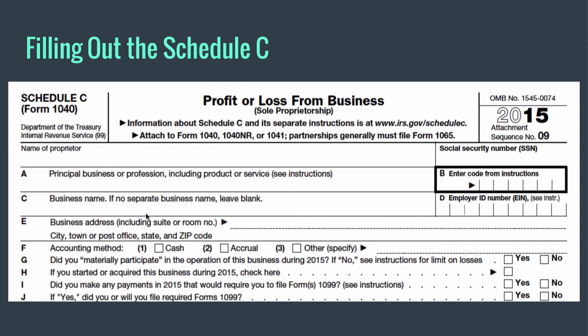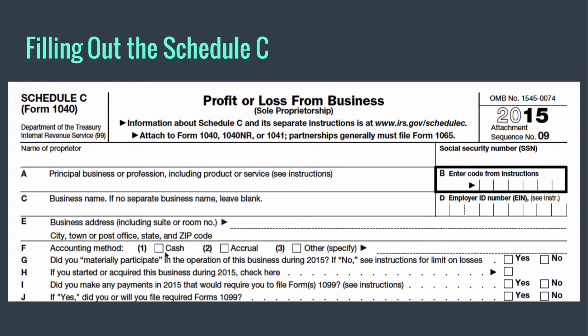If you have your DBA set up, then that's going to go here under business name. If you haven't set up a DBA or you decided to just operate your business under your name, you don't have to put anything there. And then once you've gotten your tax ID, your EIN number, we've already done that, then that number will go here as well. If you have any sort of office outside of your home, then you want to include that here. Or if you have a specific mailing address just for your business that's not your home address, you'll put that address here.